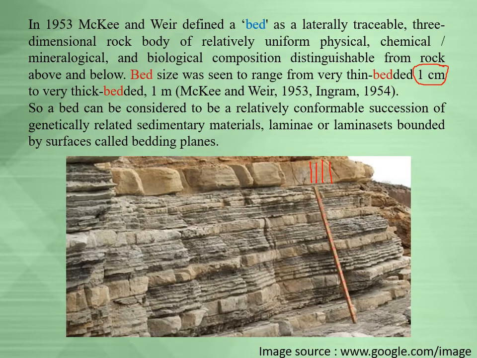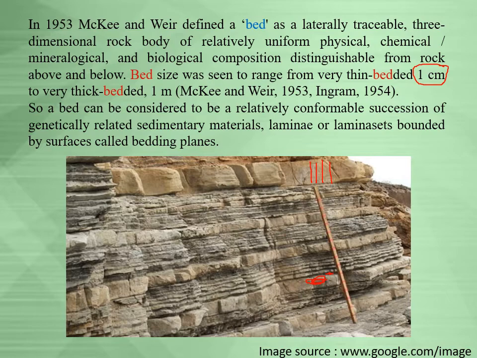Say, for example, this whitish layer and the above blackish layer: you can clearly see that the colors of these two layers are different. So that indicates the chemical and mineralogical composition of this whitish layer is different from the mineralogical composition of this blackish layer. And from the previous classes, we can understand that these mineralogical differences will also result in textural differences.